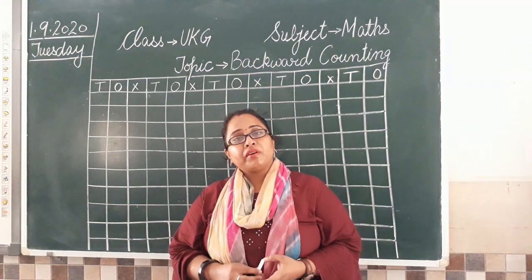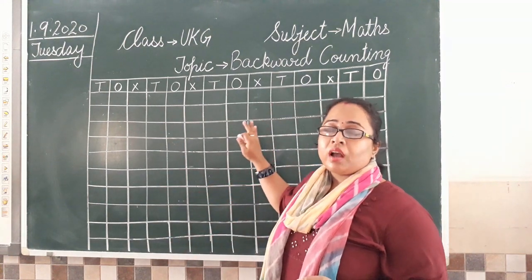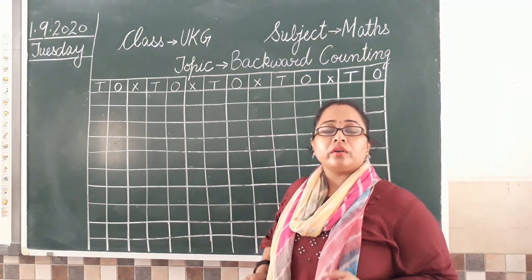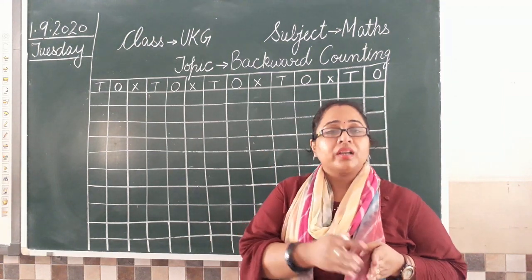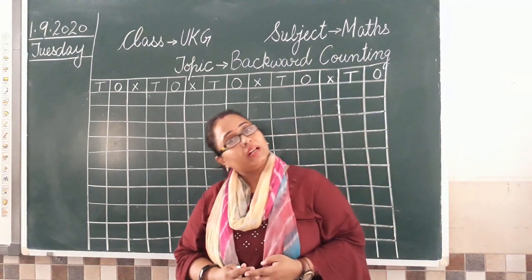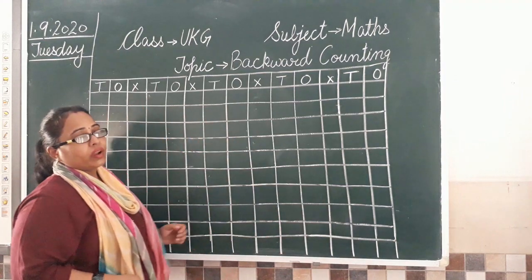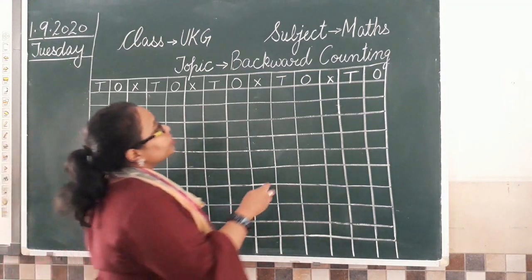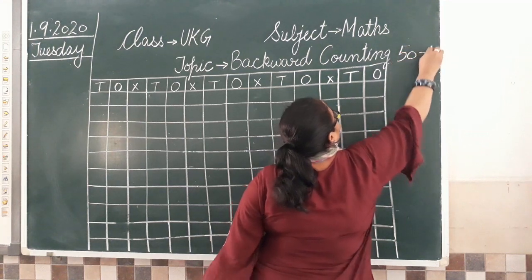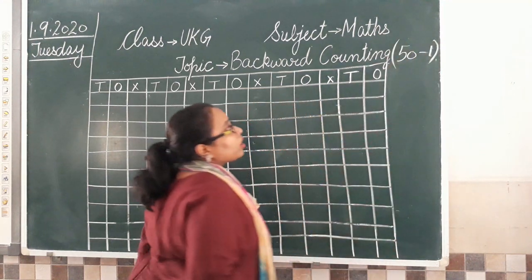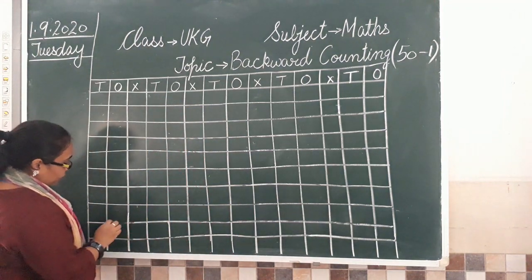Clear? So the first thing is you are going to see how we are going to do this work. After that, you will do that work in your notebook as classwork as well as homework also. Clear? So let us begin with our work and see how we are going to write this counting. So today we are going to do backward counting from 50 to 1. Is that clear to all? From 50 to 1 we are going to write. So let us begin now.